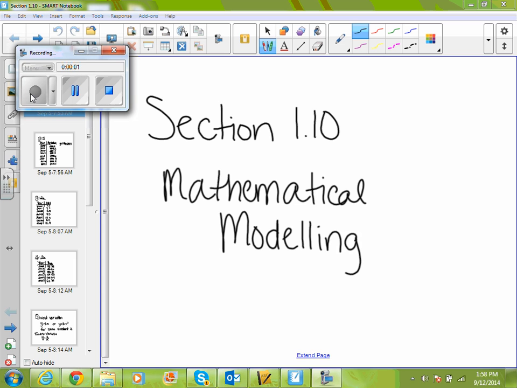Okay, we're going over section 1.10 today, which is mathematical modeling. So we're going to look at how to model various scatter plots with linear regression, and we're going to go over direct variation and indirect variation equations.